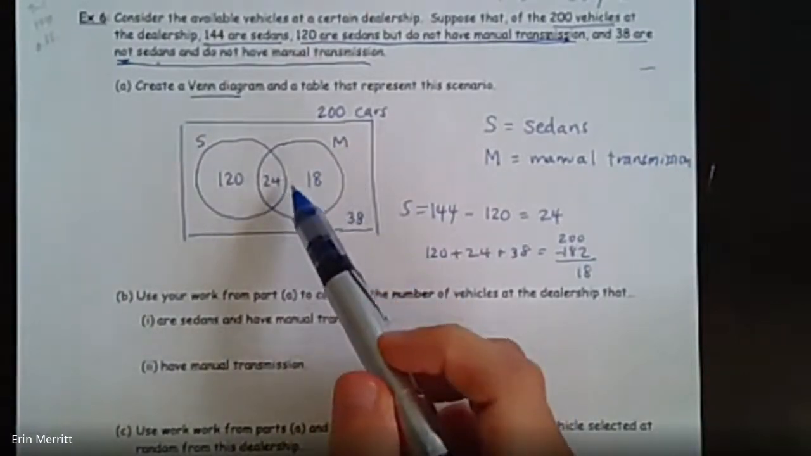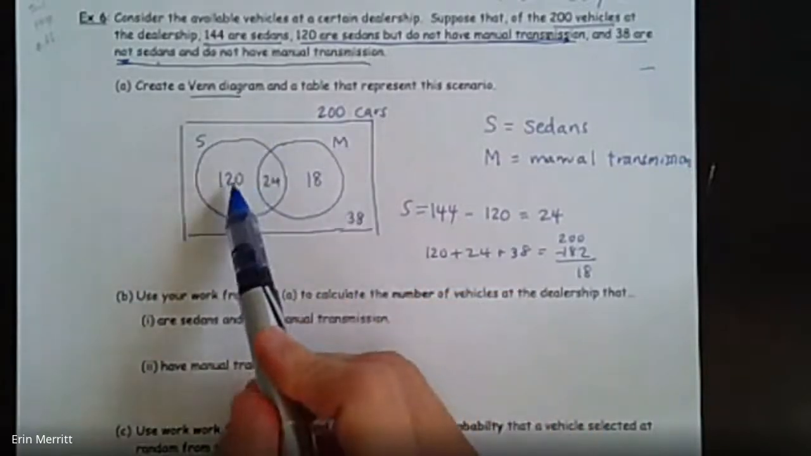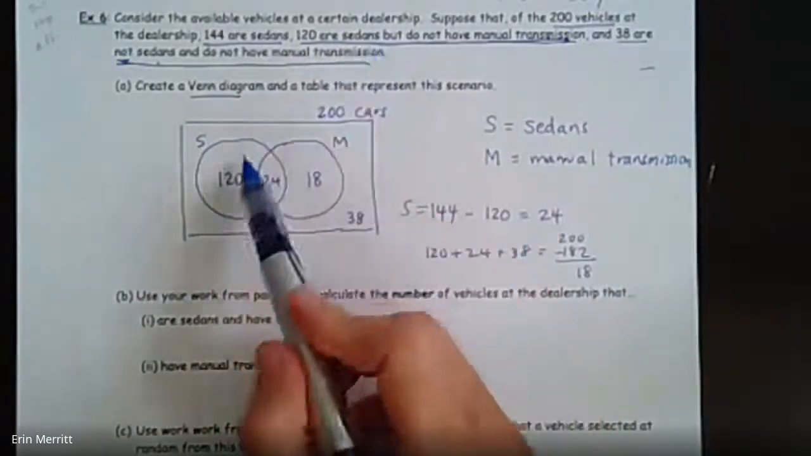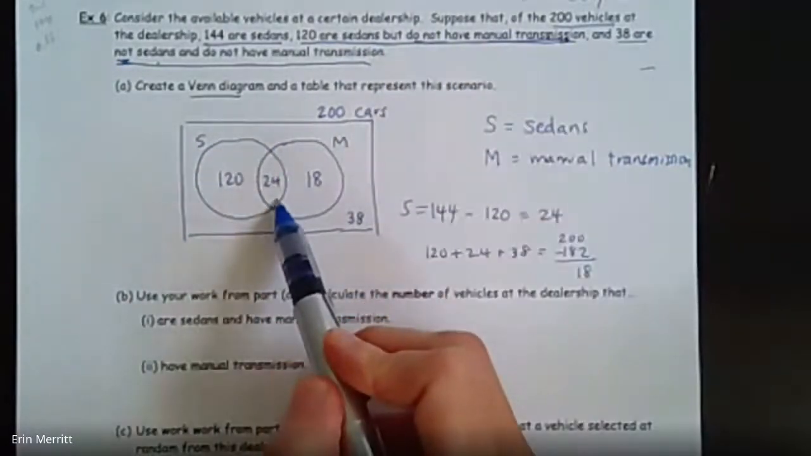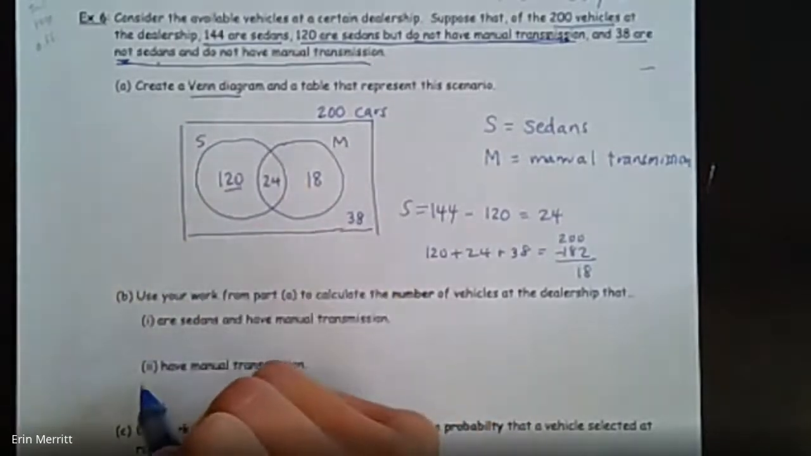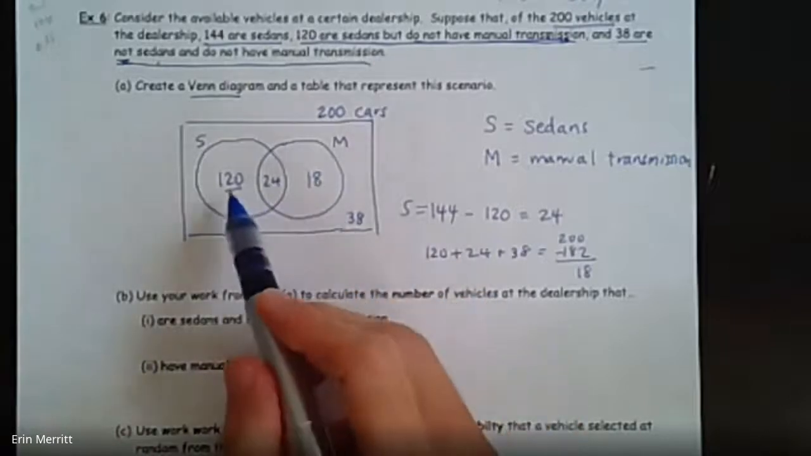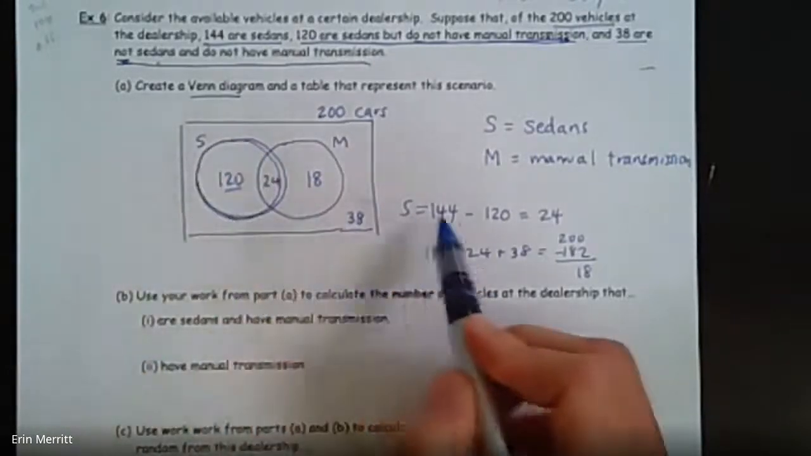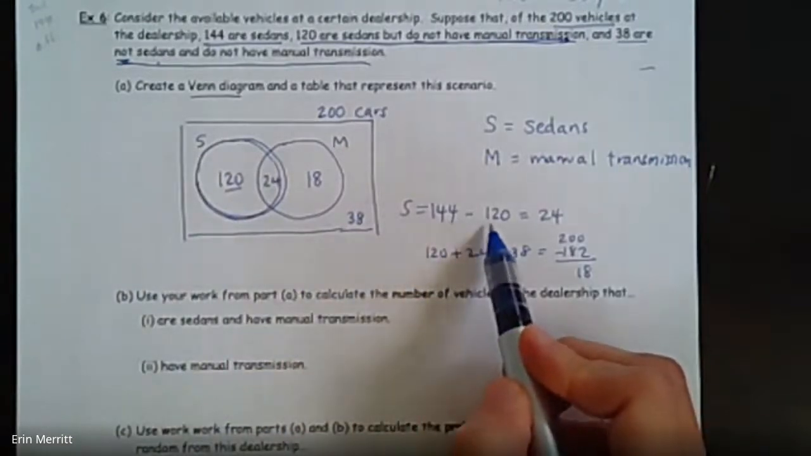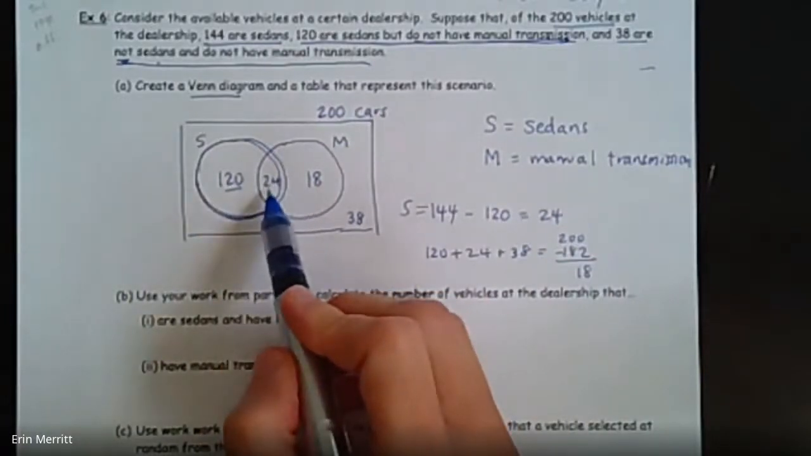All right. So when you go to fill this out, how I set this up, here's my sedans, there's manual transmission. The 120 that are sedans, so they go in that circle, but do not have manual transmission, meaning they can't be in the overlap. So that 120 goes right here. From there, I looked at the fact that there's supposed to be 144 total in this circle. So I did 144 minus 120 to get the 24 that have to be the remaining ones in the overlap. So those cars are sedans and they have manual transmission.